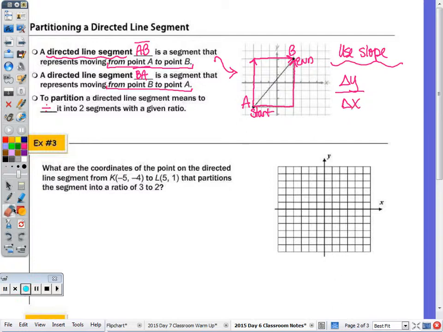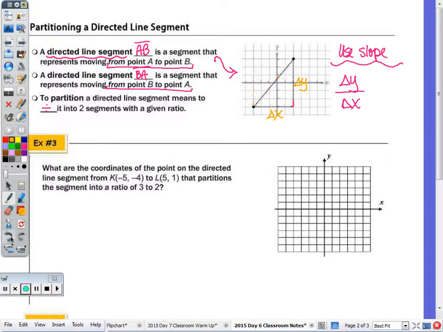So in this picture, here's our change of y, here's the change of x. So if I wanted to go 3/5, my ratio is 3 to 2. 3/5 of the way, instead of going up however many, I would go 3/5 up, 3/5 over, that's going to be my new point. Okay? Well, we don't know what that is until they tell us.